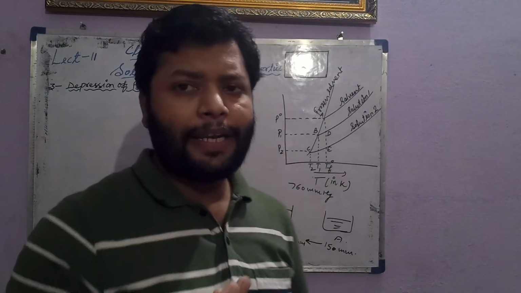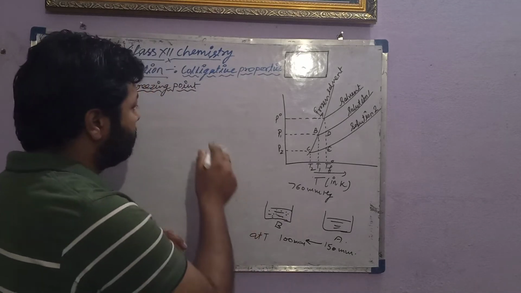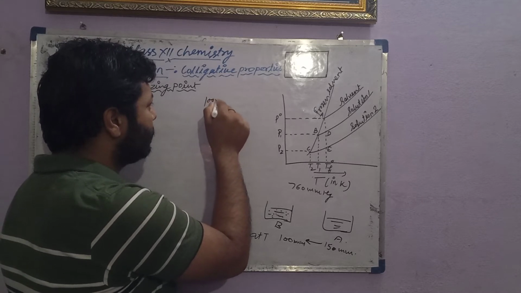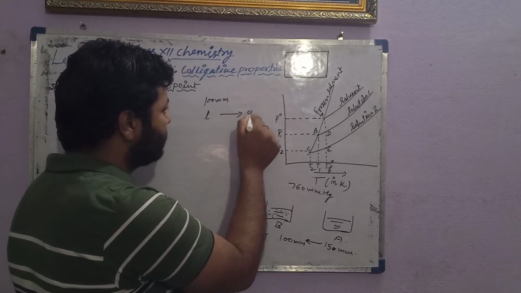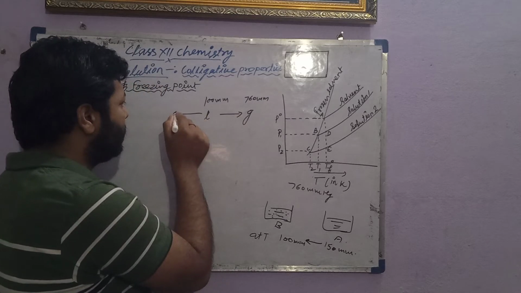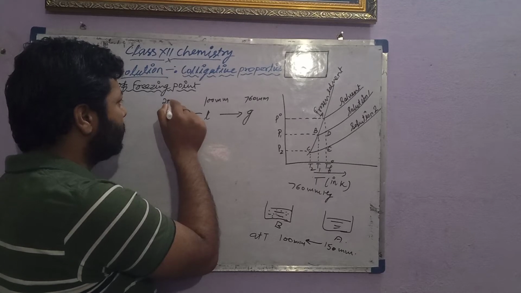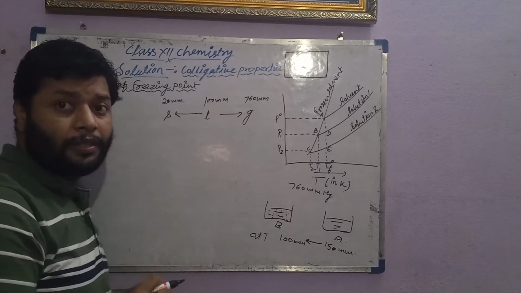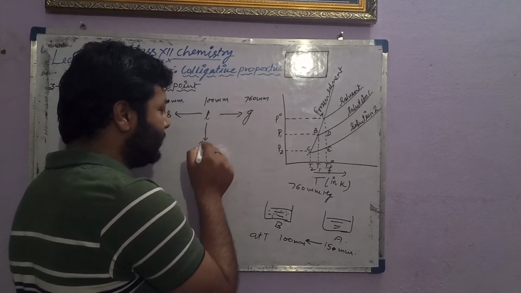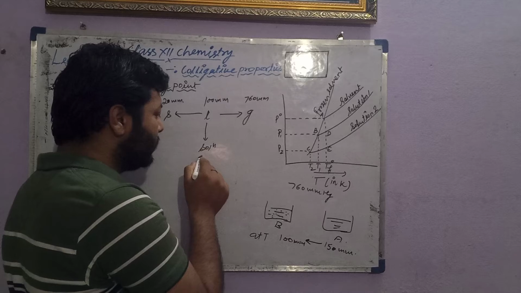That can be explained with an example. Suppose we have a liquid with 100 millimeter pressure, gas with the outer atmosphere at 760 millimeter, and solid, suppose the pressure is 20 millimeter. Suppose the pressure is 20 millimeter. On addition of non-volatile solute, now suppose the pressure decreases to 80 millimeter.